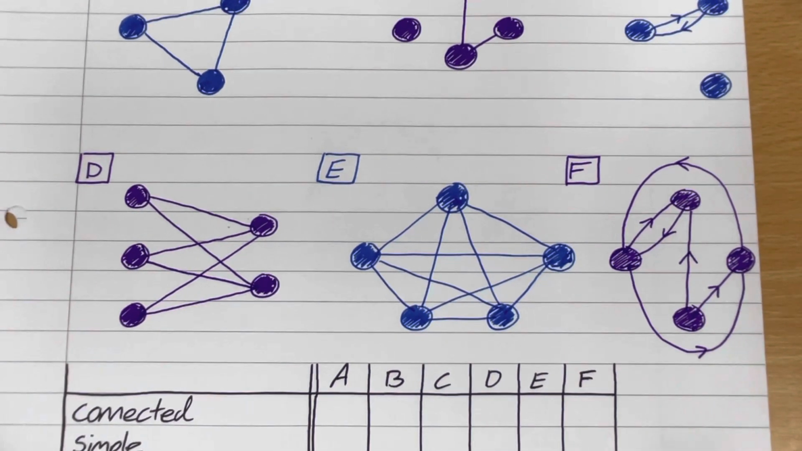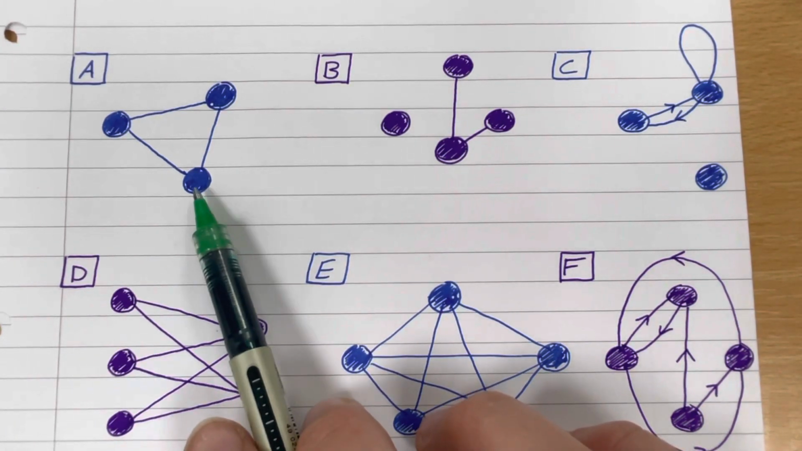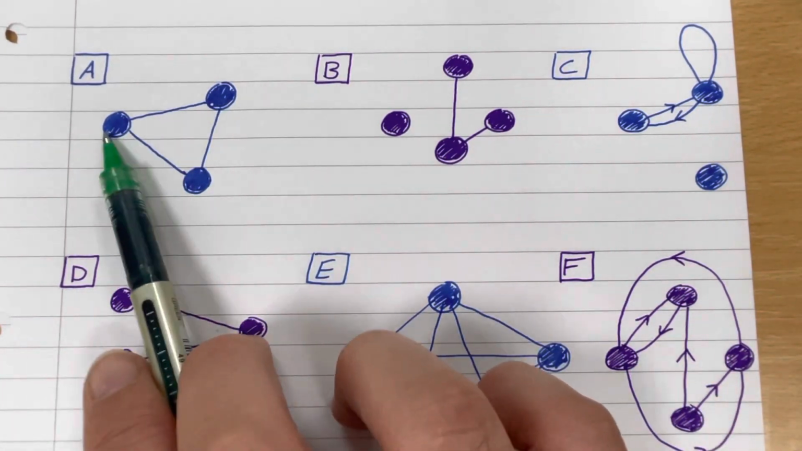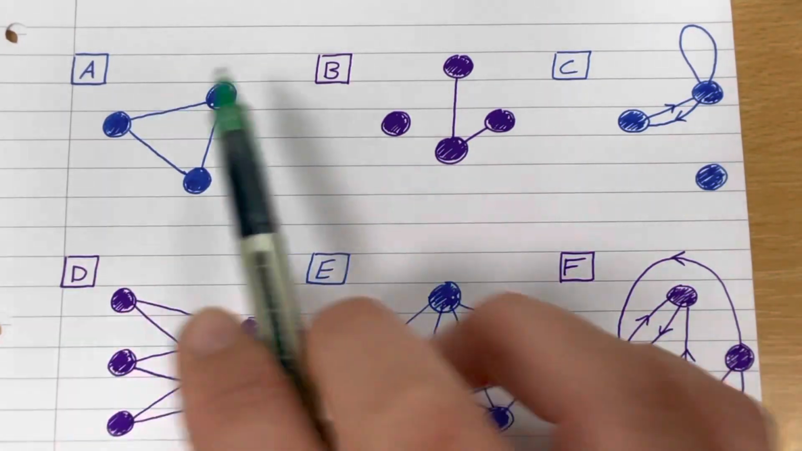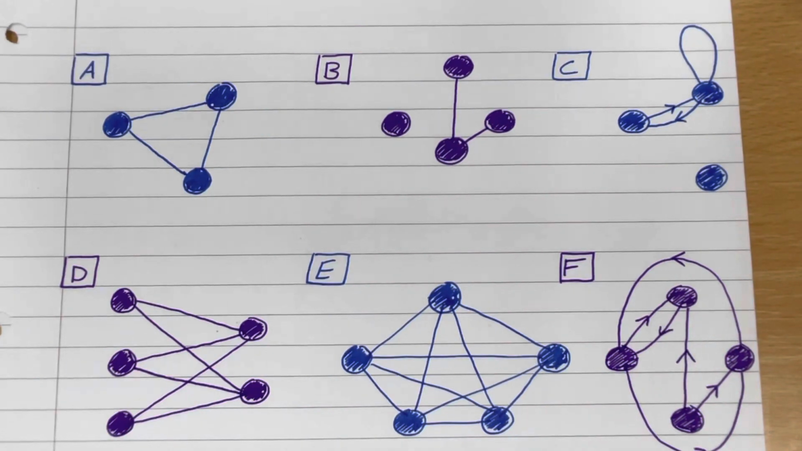Now, by definition, a connected graph is a graph in which you can get from any node to any other node by just using arcs. So, for example, here, I can get from this node to this node, or this node to this node, or this node to this node. I can get from any node to any node just by using arcs. So therefore, A is connected.